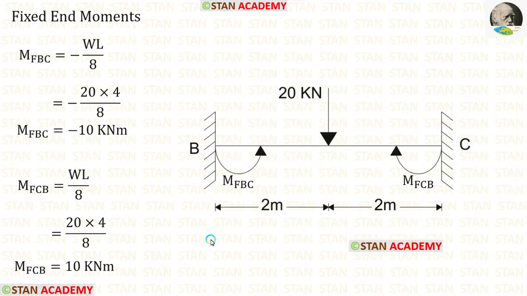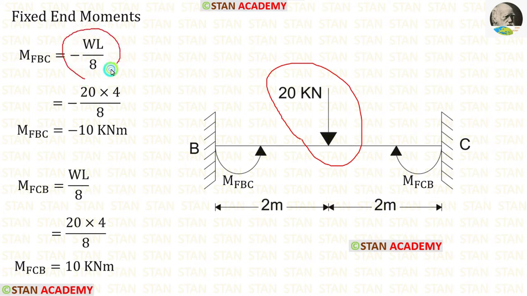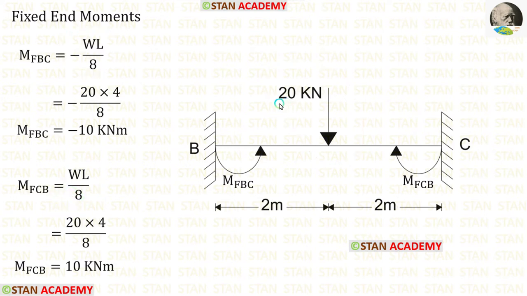Now let us find the fixed end moments in the beam BC. In the beam BC, there is a point load acting at the center. The formulas for the fixed end moments are minus WL upon 8 and positive WL upon 8. Here W is 20, L is 4. When we apply the values in the formulas, we get M of BC and M of CB.